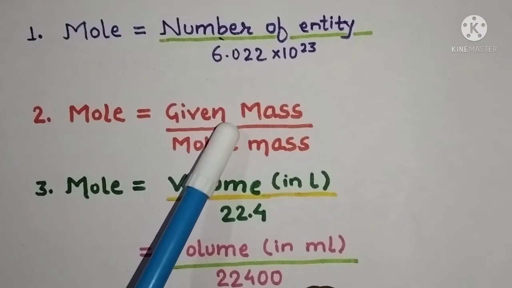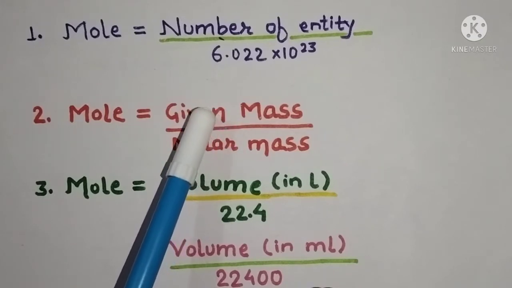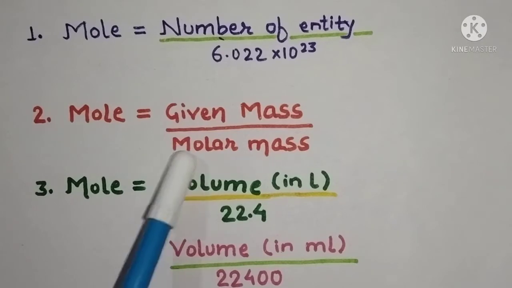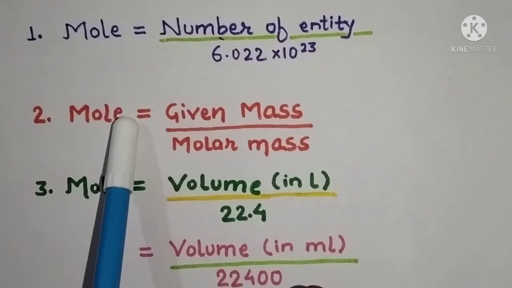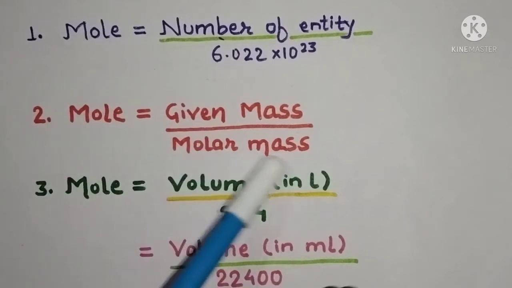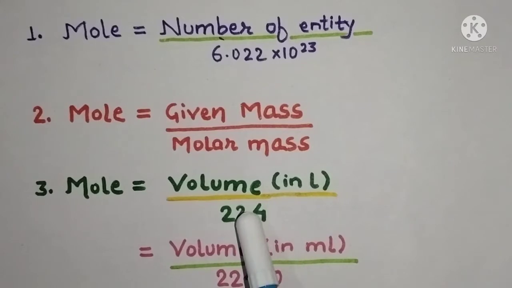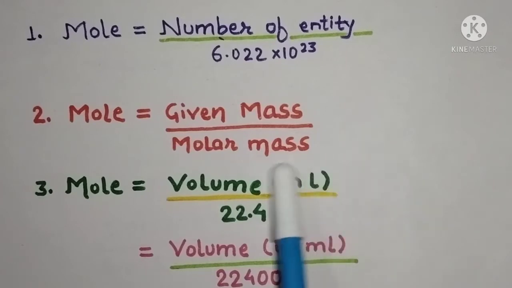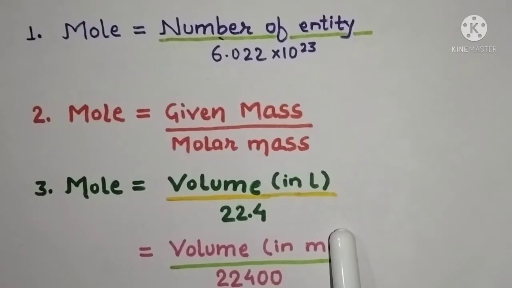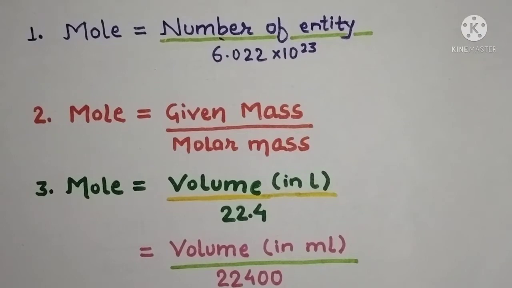When the mass of any compound or any element is given, and you know the molar mass, or any question related to mass and mole comes, then you have to use the second formula. And if volume is included in the question along with mole, and volume is given in liter, then you have to use the third formula. Otherwise, if it is given in milliliter, then you have to use the other one. This will be more clear after solving the questions. Just take a screenshot of this.